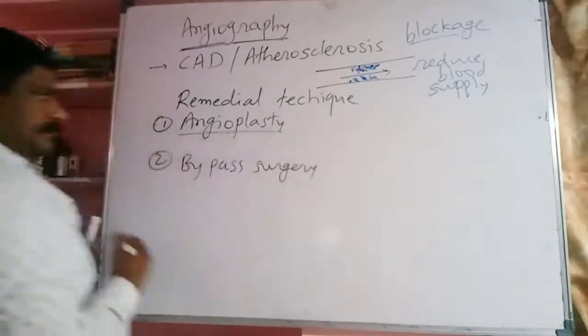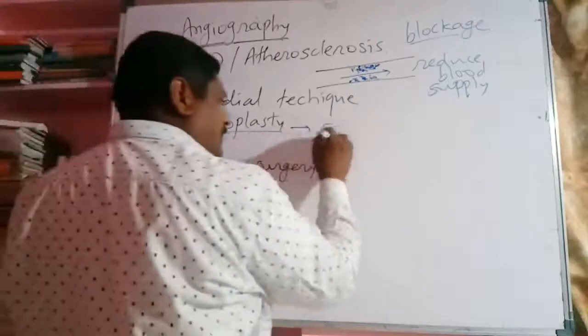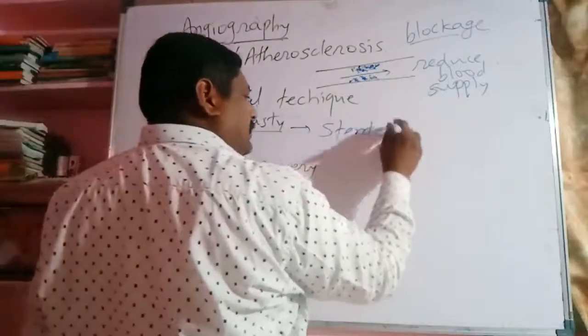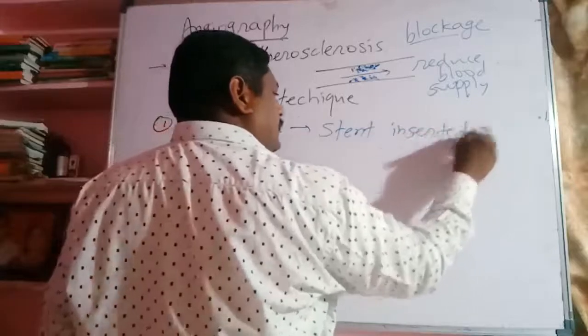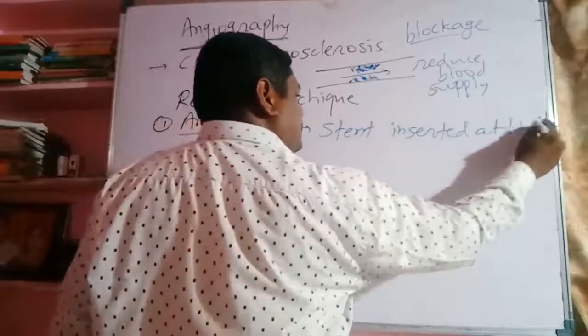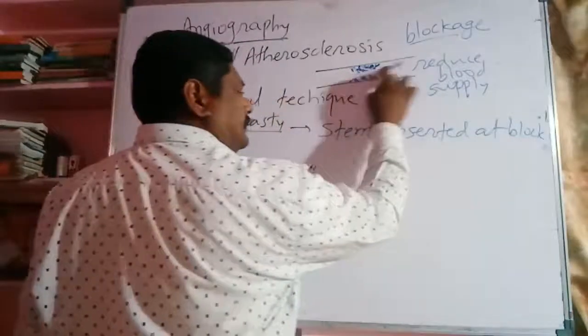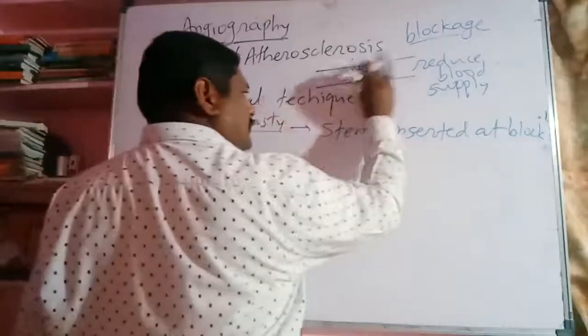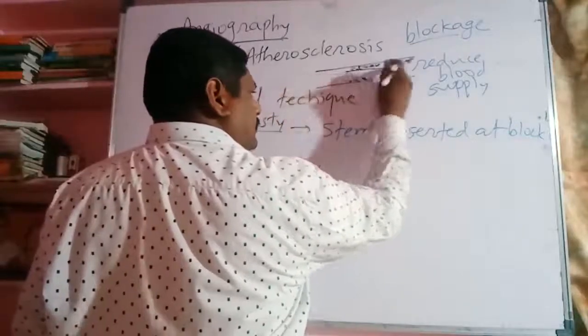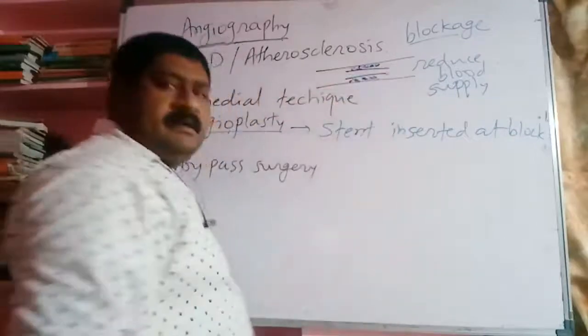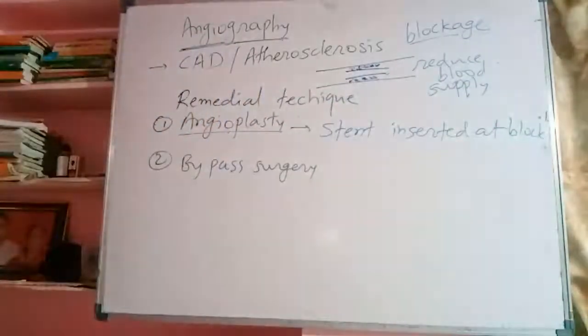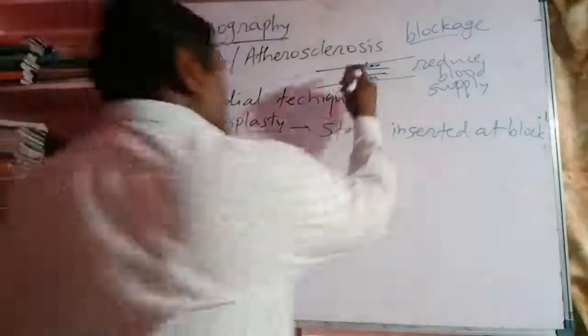In angioplasty, a stent is inserted at the site of blockage. A stent is placed with the help of that thin wire tube. With the help of the thin wire tube, a stent is placed at the site and it is then expanded.